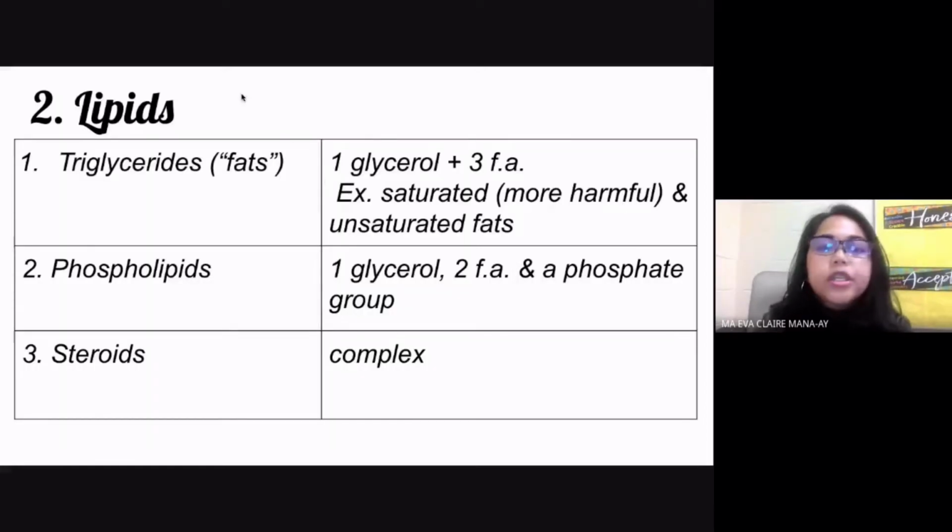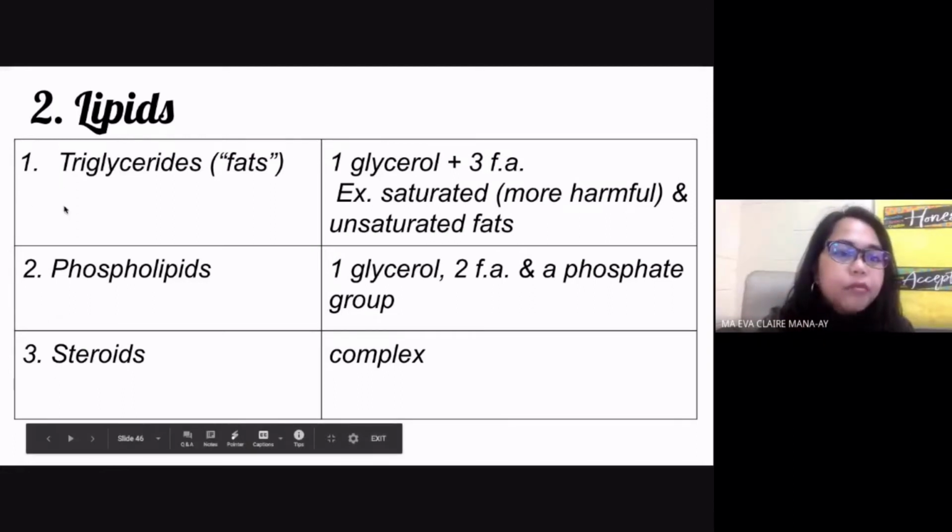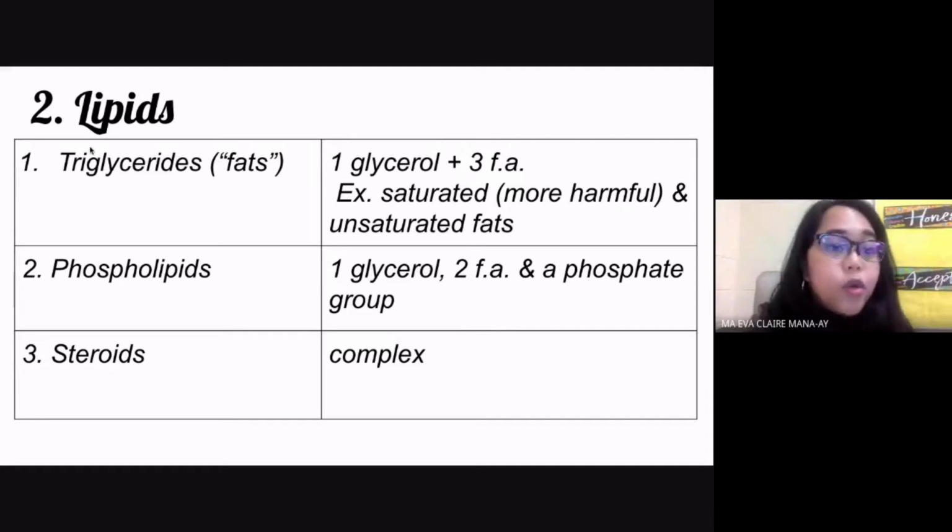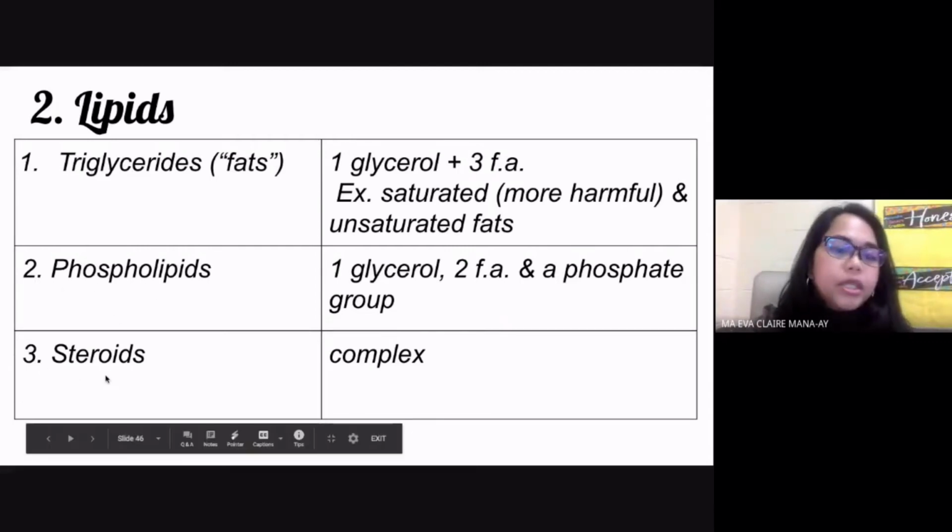We go to the next type of biomolecule that we have, your lipids. Again, lipids also have carbon, hydrogen, and oxygen. And of course, the monomer of your lipids, the simple unit of your lipids, would be one glycerol and two fatty acids. So one glycerol molecule and two fatty acids. Now, you have three different types of lipids here. First one is your triglycerides, commonly known as fats. Your second type would be your phospholipids, and the third type would be your steroids.